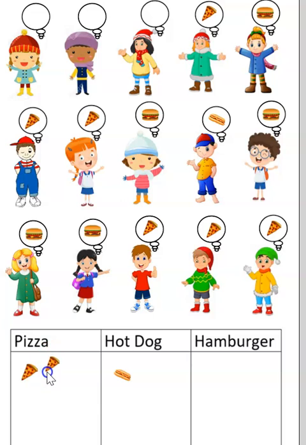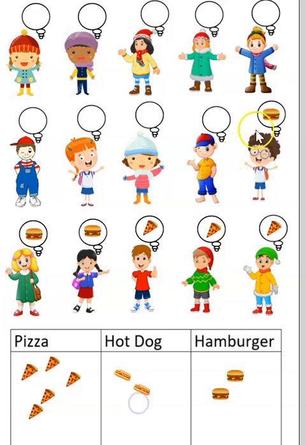Pizza. I know pizza starts with a P. And hamburger. Good. So I'm moving all their choices to the correct one so I know which one. Ooh, he likes hamburger. Ooh, these two girls like hamburgers too. Hamburgers are yummy. Oh, a lot of pizza.